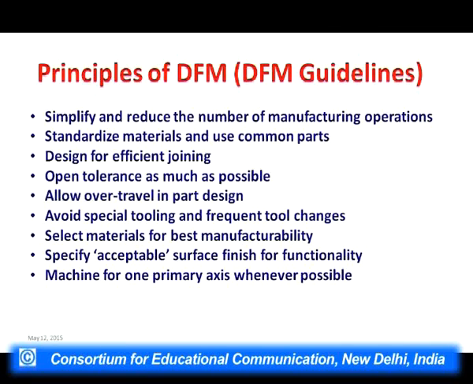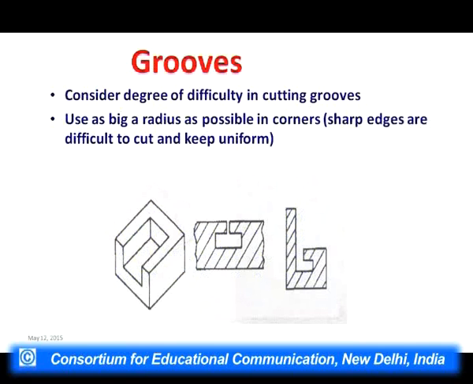Specify acceptable surface finish for functionality. Machine for one primary axis whenever possible. And these are some of the guidelines which are used in manufacturing and to make the manufacturing easy. Here I am showing some of the diagrams, and these are regarding grooves. How the grooves be designed so that manufacturing is very easy.